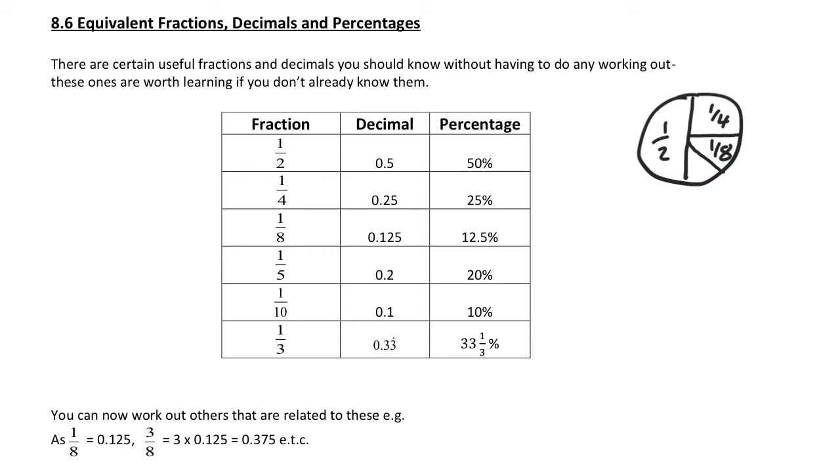So if we divide the decimal value of a quarter by 2, we get 0.125, which is 12.5%. So that's useful to know. 1/5. We know 1/5 is equivalent to 2/10, so as a decimal it's 0.2, and as a percentage it's 20%. A tenth is 0.1, which is 10%.